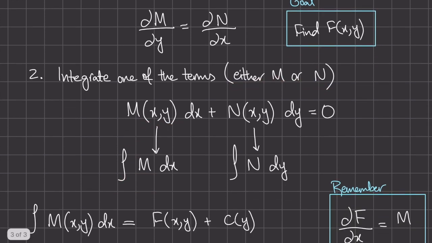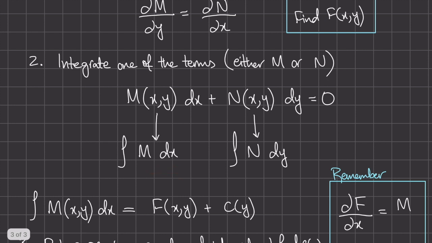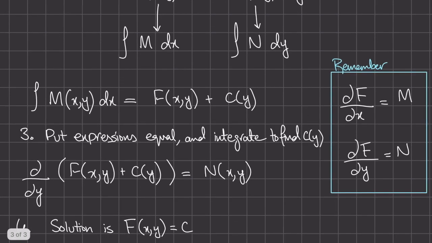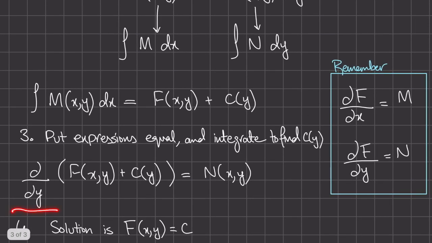That will be with respect to x due to the dx here. This gives us f of x, y plus c of y. The constant here depends only on y. If we integrated N, then the constant would only depend on x. Now we take the partial derivative of this with respect to y, and that is equal to N, as we stated earlier. We then solve for c, which is the constant of integration, and this is equal to f.